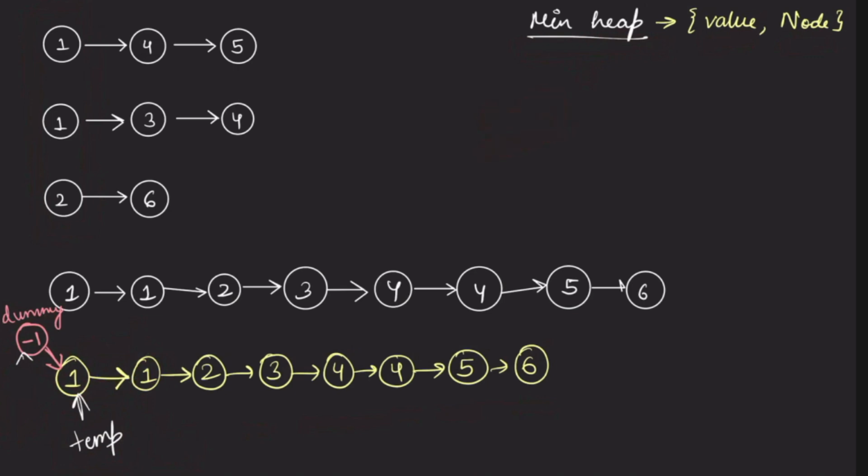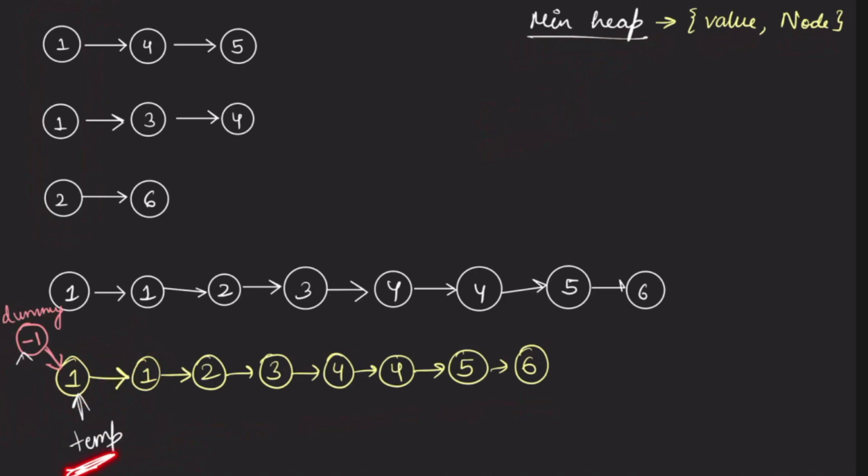So inside this, whatever was the top value that we took out, we added it inside our linked list. Then we checked whether the next node of this particular node which we have added is present in the linked list or not. If it is present, then in that case we pushed it inside our min heap. And if it is not present, then we move forward.